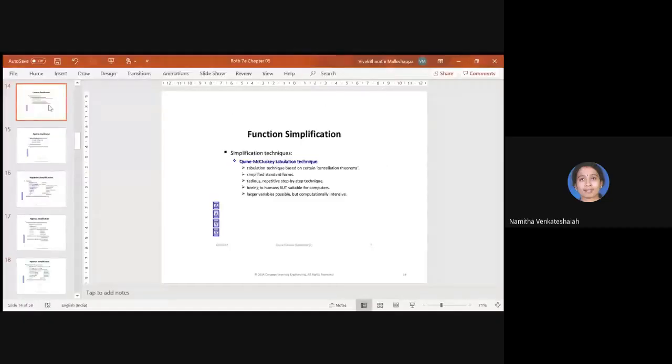Let us start with the class. Students, is the screen visible? Reply to me through the chat window whether the screen is visible. Okay, okay, Prerana. Thank you. Thank you. Okay, let us start with the class.